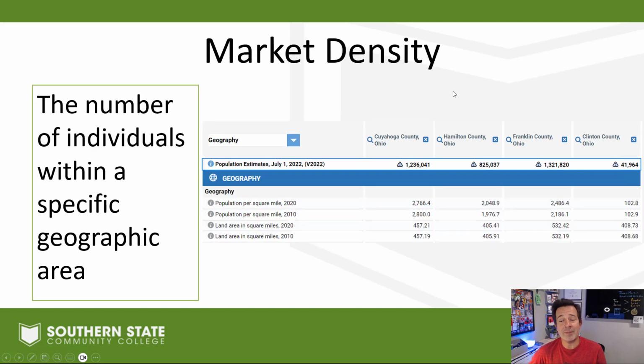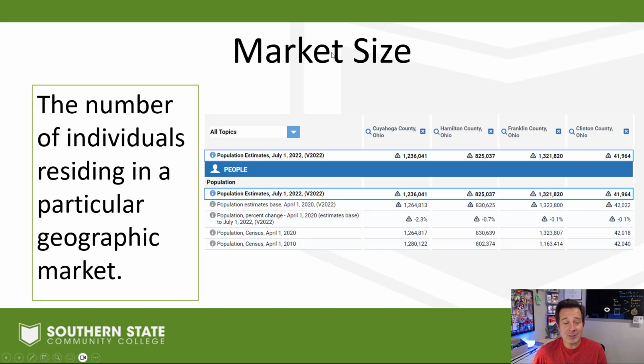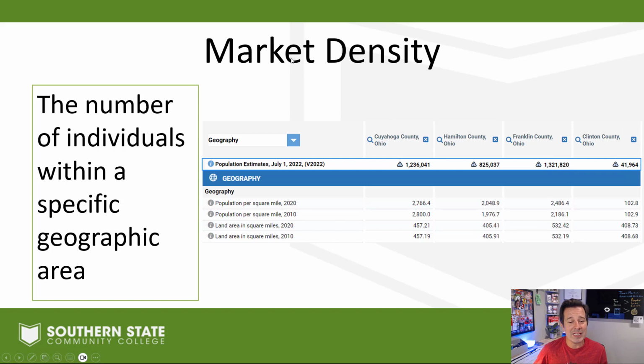Market density is a measure of how many people are within a specific geographic area. And so whereas we think of market size as being the whole maybe county or metropolitan region, market density is how clustered the people are. As you can see the population there, but then we look at it per square mile. 102 people per square mile in Clinton County, Ohio. Whereas in the other counties, we're talking more than 2,000 people per square mile. So not only are there more people, obviously, but they're a lot more tightly packed than in your rural areas.